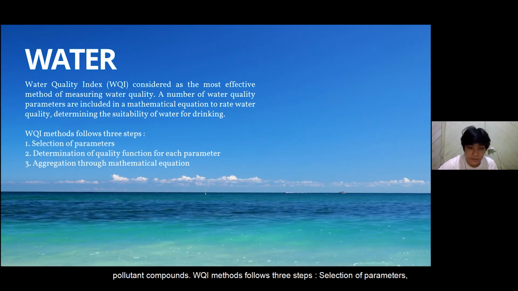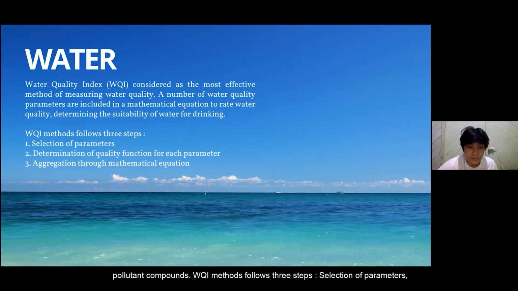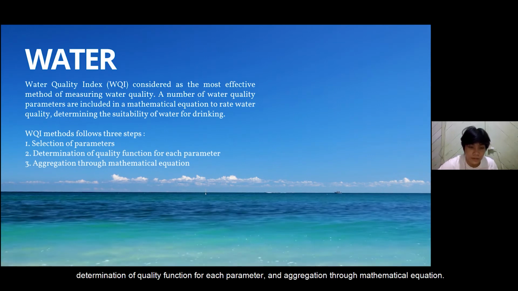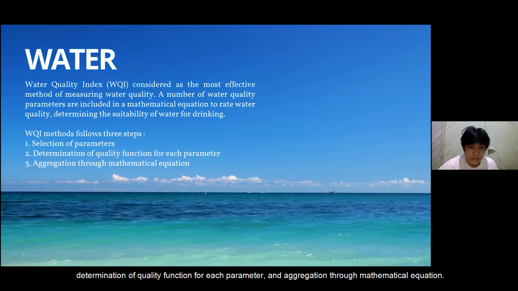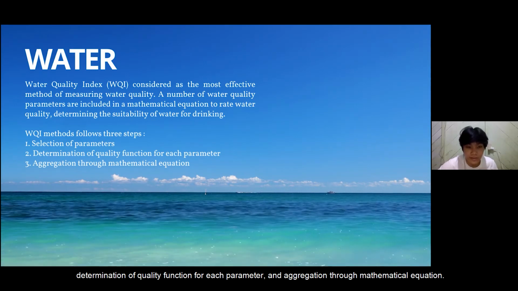WQI methods follow 3 steps. First step is selection of parameters, and then determination of a quality function for each parameter, and then aggregation through a mathematical equation.